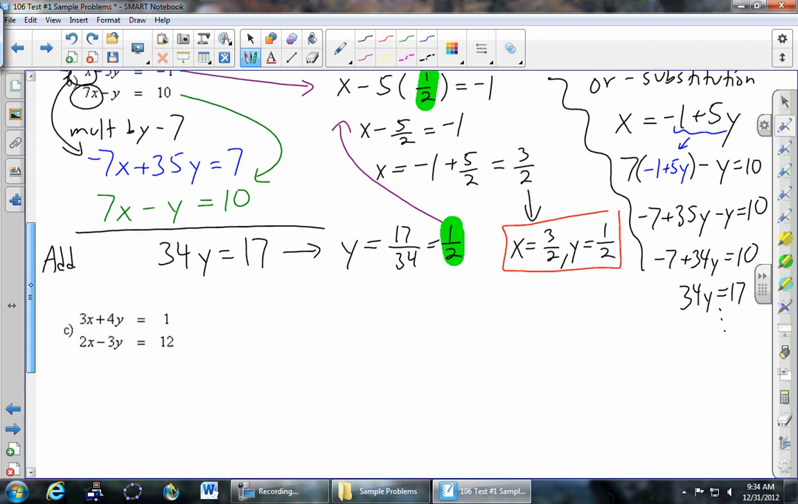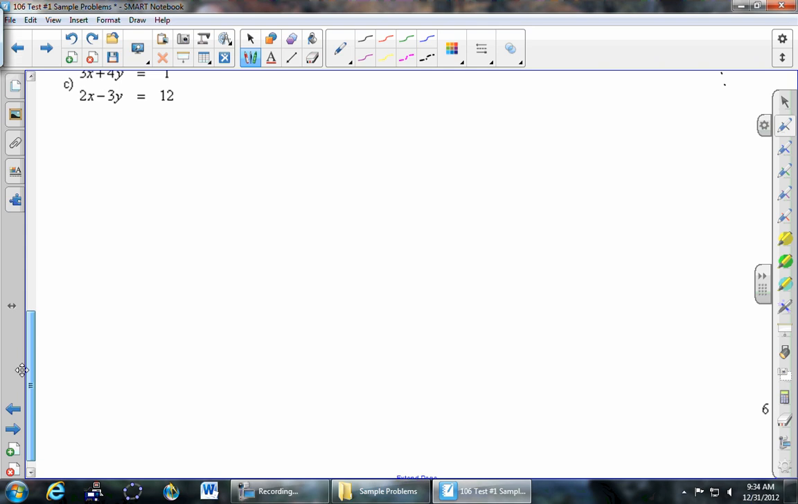Okay, finally part C. 3x plus 4y equals 1. 2x minus 3y is equal to 12. I would not use substitution here because no matter which letter you pick from which equation, you're going to end up having to divide by something. If you want to solve this one for y, you'll end up dividing everything by -3 at some point. And I'm going to avoid the fractions by doing the elimination method. It is a little bit tricky though.